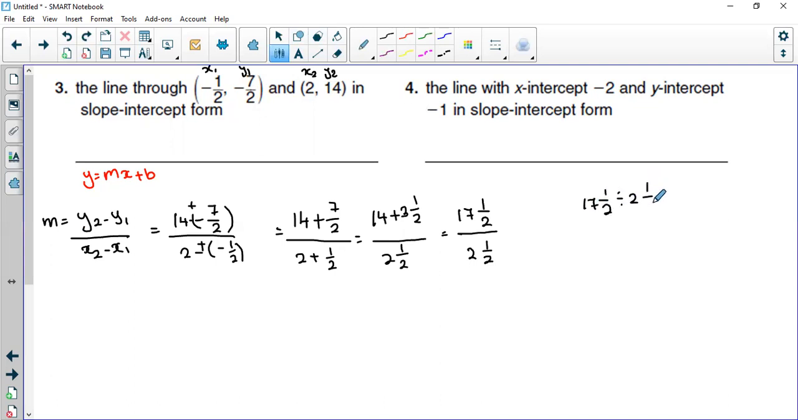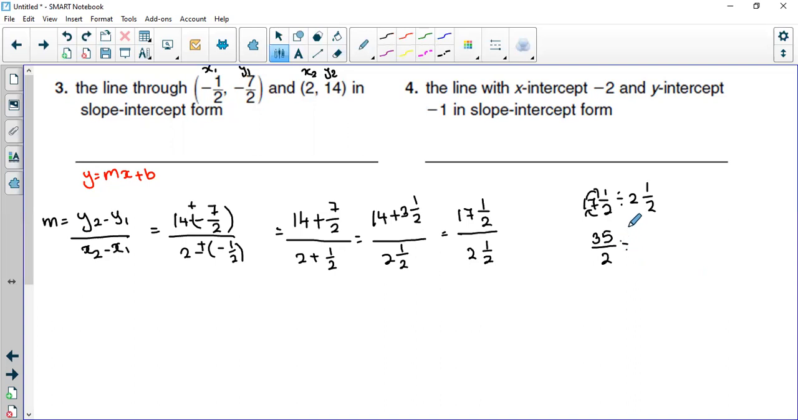Maybe that will make it easy for you. Right? We know we cannot divide fractions, so we have to do the other way around. But to do the other way around, first let's change this into mixed numbers. So 2 multiplied by 17 is 34. 34 plus 1 is 35 over 2. So keep it, change it, and first let me change this as well.